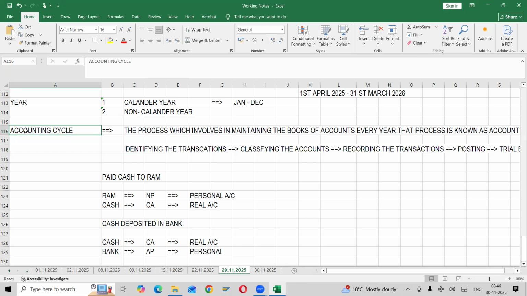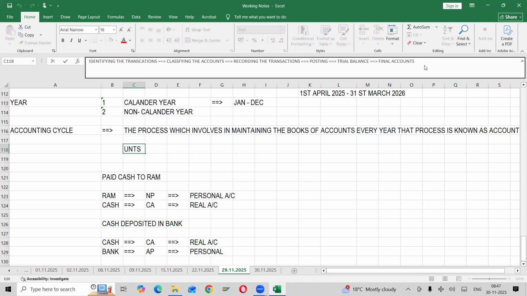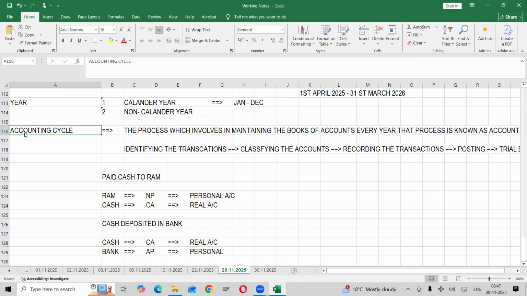Across the globe, we will follow the same. Not only Indian companies, all the businesses and companies across the globe follow the same cycle. Clear? Remember, it starts with identifying the transactions and ends with preparation of final accounts, and the process in between we call an accounting cycle. Clear, everyone? Any questions?